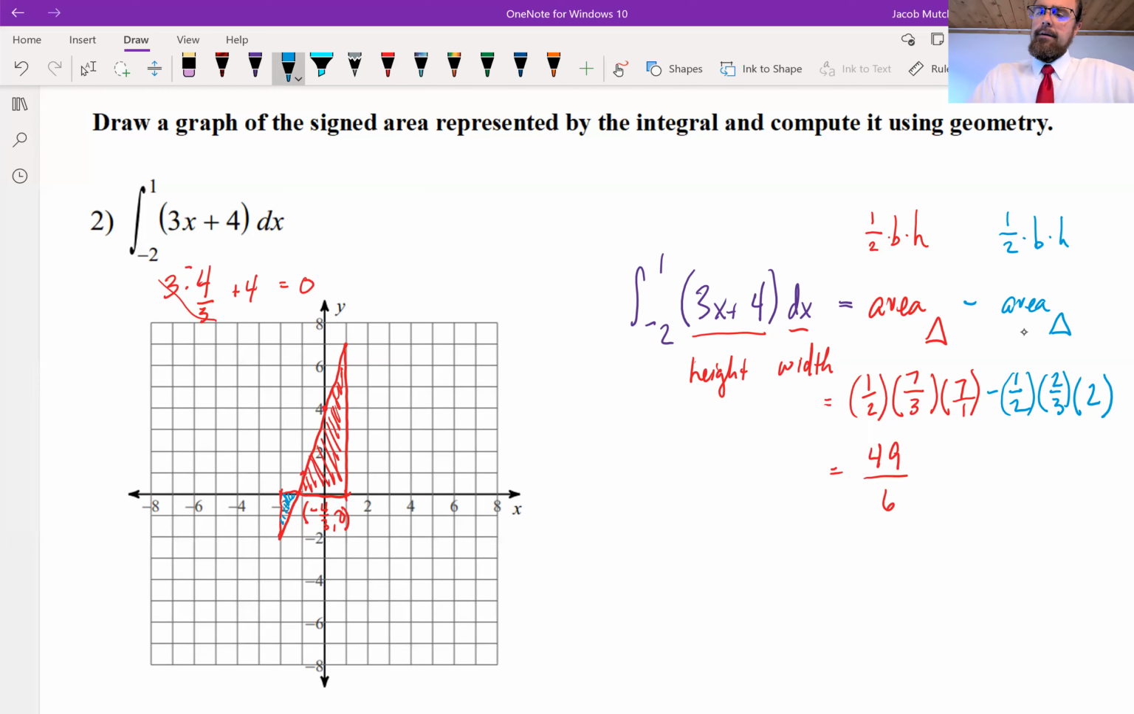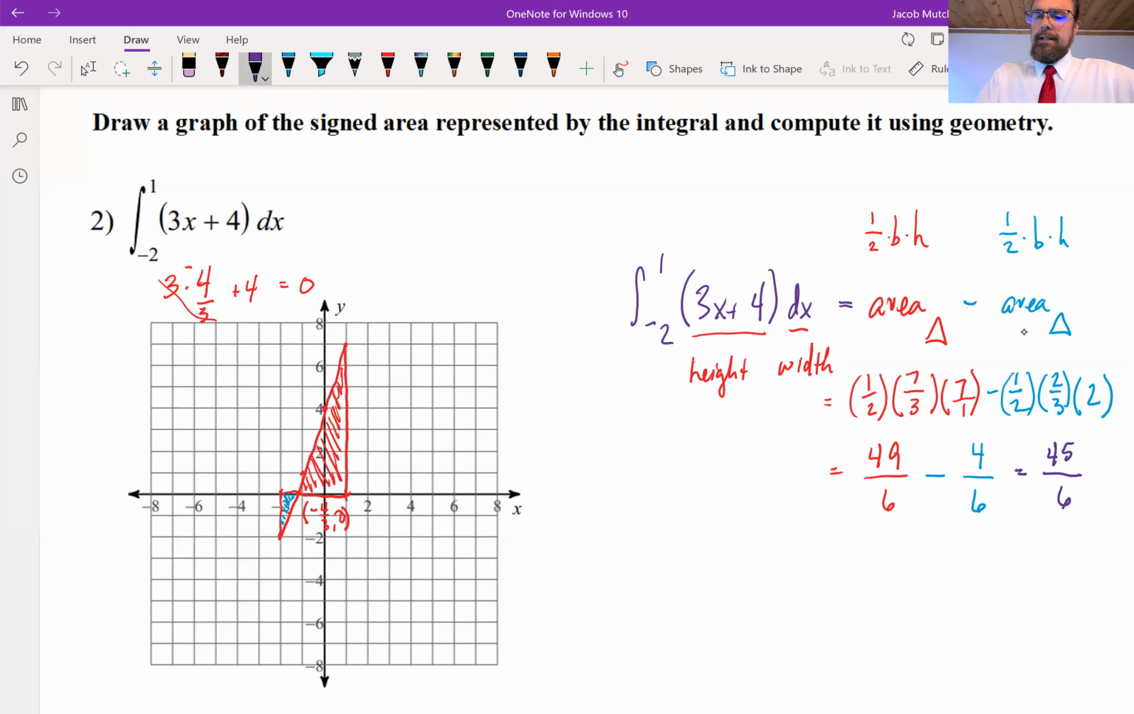And then for my lower triangle, again, we're subtracting because it's got negative area, it's below the x-axis. I'll multiply the numerators here. 1 times 2 times 2 is 4, over 2 times 3 is going to be 6 again. Those have the same denominator, so I can go ahead and calculate that. That's going to be 49 minus 4 is 45 over 6.